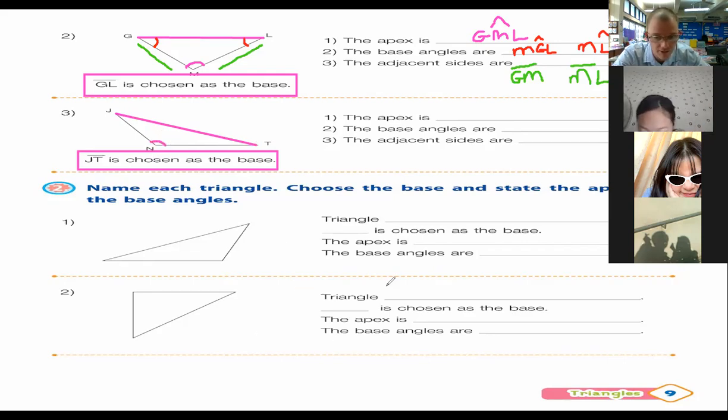And we also know the adjacent sides, but we also know the base angles, the red ones here. And we know the adjacent sides here and here. Okay, so the apex, who can tell me what is the apex for number 3?